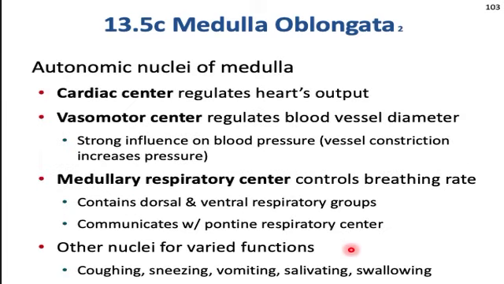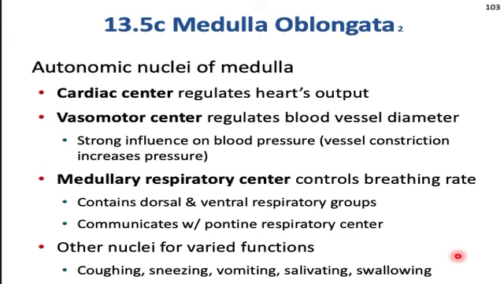The cardiac center of the medulla regulates the heart rate and the force of contraction. The vasomotor center regulates blood vessel diameter and has an influence on blood pressure. And the respiratory center controls your breathing rate, with the dorsal and the ventral respiratory groups communicating with the pontine respiratory group in the pons. What this does is allow you to control your breathing rate when you're unconscious, or when you're not actively thinking about your own breathing. You can control your diaphragm both consciously and using the brainstem when you're asleep.